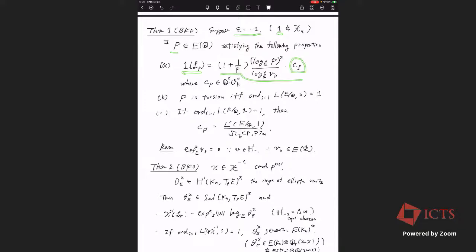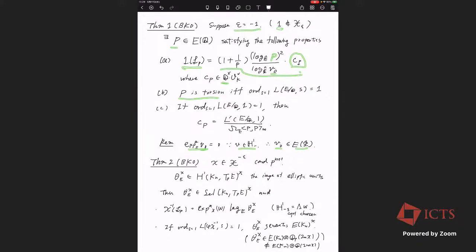C_P is a rational number, almost a rational number. And P is formal log P, and V0. By definition, V0 is killed by the dual exponential, since V belongs to H^1_-. So V0 defines an element of the formal group, so we can take the log of V0. And so the ratio of the local generator and the global point appears. And second, P is torsion if and only if the analytic rank is equal to 1.